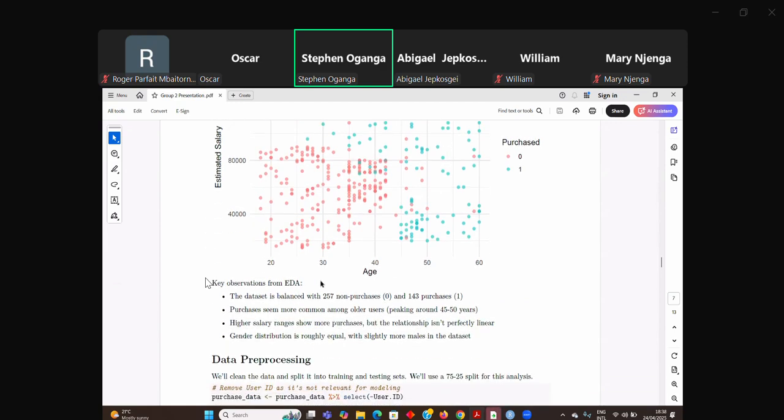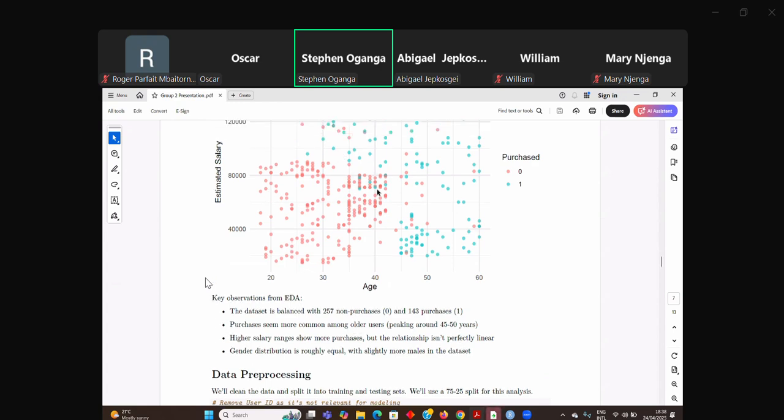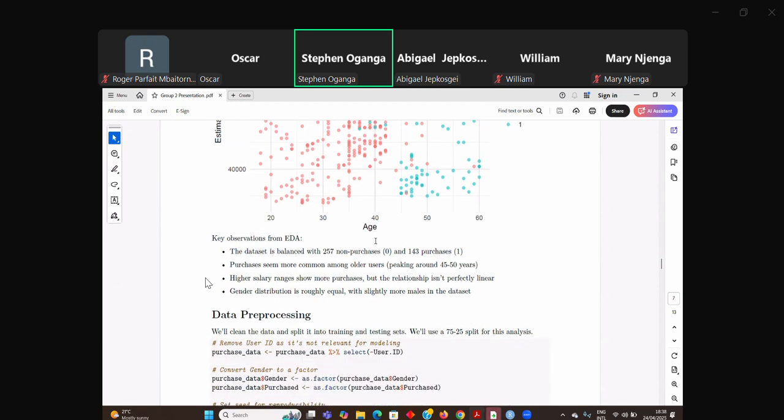So key observations from the exploratory data analysis: the data set is balanced with 257 non-purchasers, those were indicated by 0, and 143 purchasers. Purchases seem more common among older users, peaking around the age of 45 to 50 years. Higher salary ranges show more purchases, but the relationship isn't perfectly linear. Gender distribution is roughly equal, with slightly more males in the data set. This information is clearly shown by this diagram here.